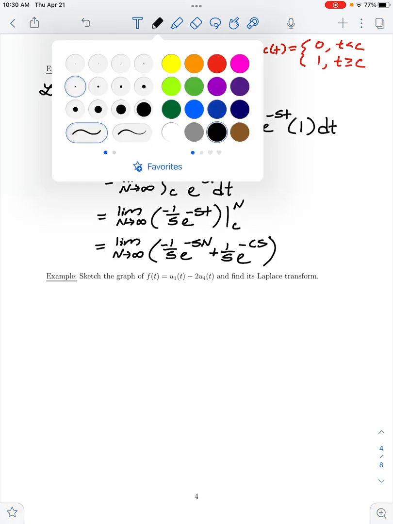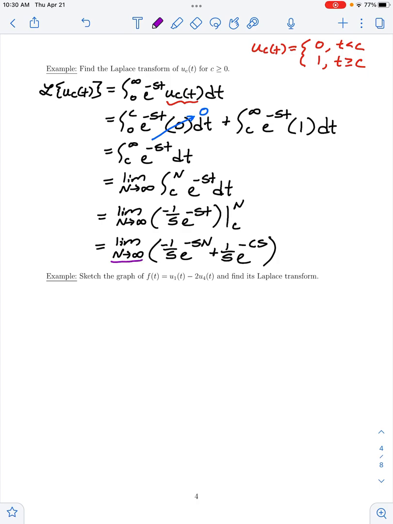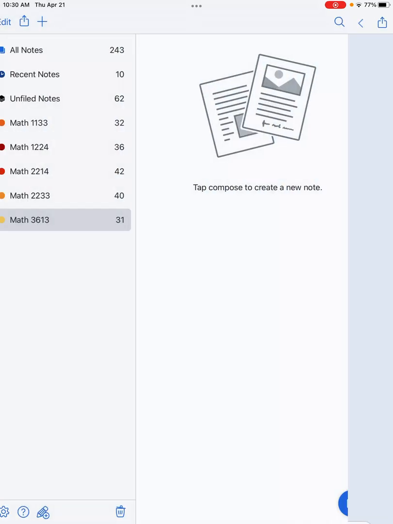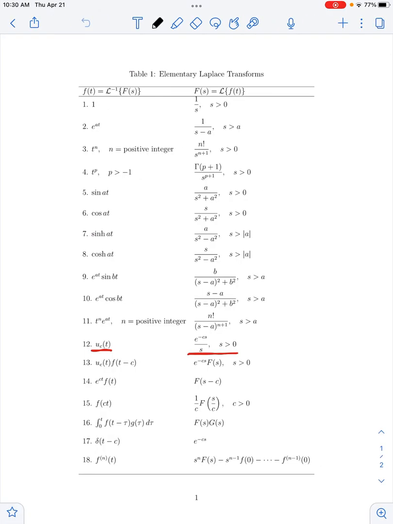And now, as n becomes large, this exponential term, e to the negative sn, will decay to 0, provided that s is positive. So I'm left with 1 over s times e to the negative cs for s greater than 0. So here we have found the Laplace transform of a unit step function, and this transform is summarized in our table of Laplace transforms as property number 12 here. The transform of u sub c of t is e to the negative cs over s for values of s which are positive.